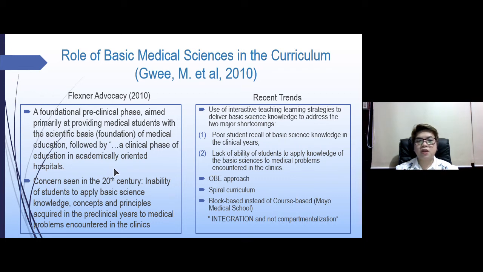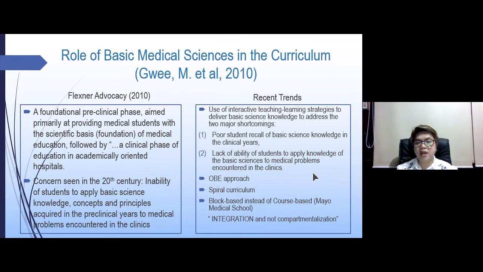However, concerns on this type of curriculum were seen in the 20th century, wherein students were unable to apply basic science knowledge, concepts, and principles acquired in the preclinical years to medical problems encountered in the clinics. To address these concerns, as seen on the report of Drs. Matthew Gui and Dujipa Samarasekera from the National University of Singapore Medical Education Unit, in the 21st century, interactive teaching learning strategies are needed to address the two major shortcomings of the Flexnerian curriculum, which are poor student recall of the basic science knowledge in the clinical years and the lack of ability of students to apply knowledge of the basic sciences to medical problems encountered in the clinics.